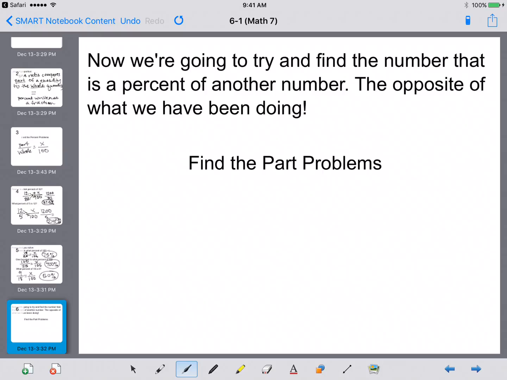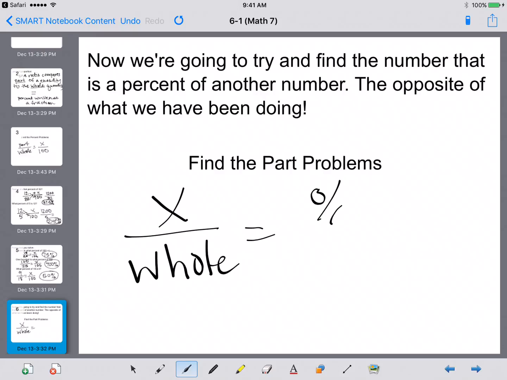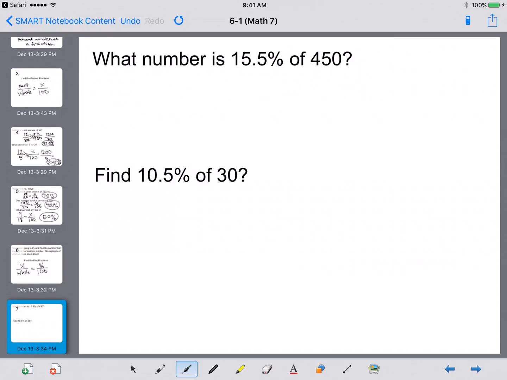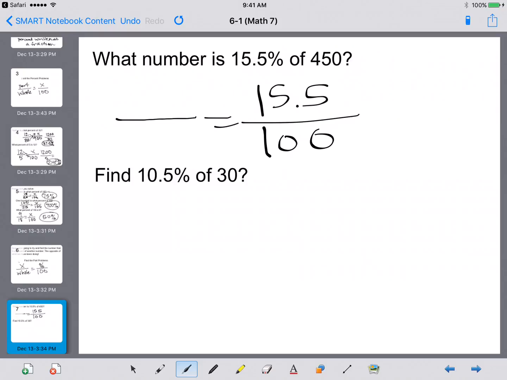Now we're going to try and find a number that is a percent of another number. We're going to try to find this part of the whole when we're given a percent out of 100. These are called find the part problems because once again we're looking for that part. So what number is 15.5%? 15.5 is out of 100 because if you get a perfect on your test, it's 100%, so percents are out of 100. And what number is that of 450? Because it's of 450, 450 goes on the bottom. And we're looking for this.